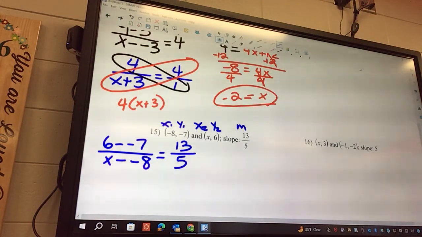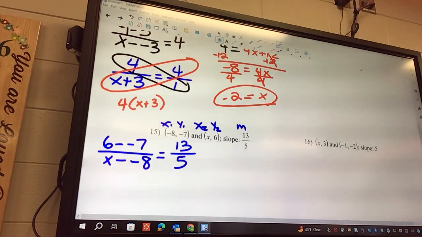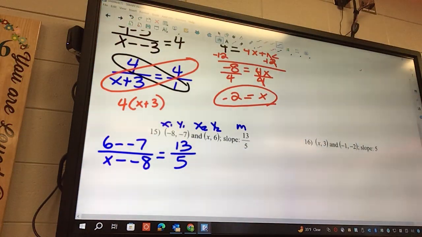No. Why not? Because of the fraction. He's got a bottom piece. What is the bottom piece? 5. Okay, so if we look at the slope of the other two, they didn't have a fraction at all, so we had to make a fraction. So on this one, we don't have to add the 1. Okay, so we're going to go ahead and start that reduction part.